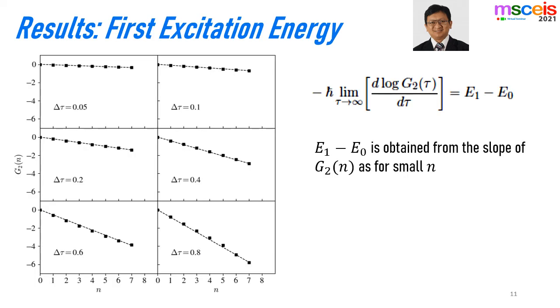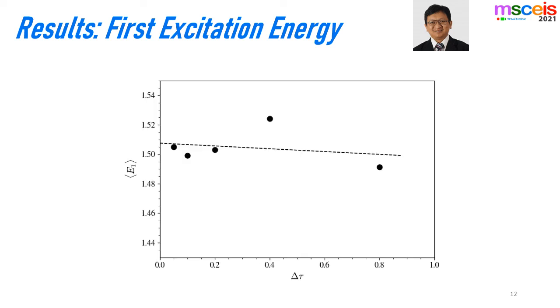Now to calculate the first excitation energy, we will have the difference between E1, the first excitation energy, minus E0, the ground state, from the slope of this formula, the d/dt of log G2. G2 is already defined. So for every different delta tau, we plot G2 as a function of n, then we get the slope. And this gives us this result. For the first excitation energy, it goes to somewhere close to 1.5. So it's not very similar or the same as the analytical result.